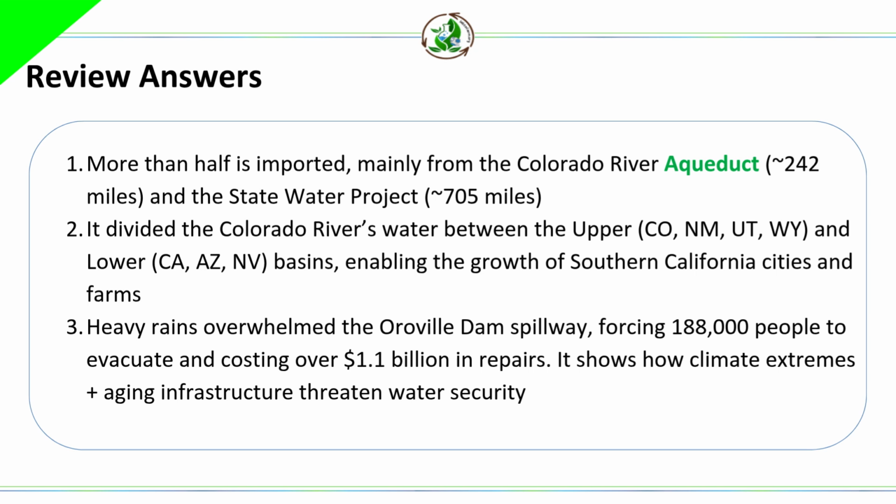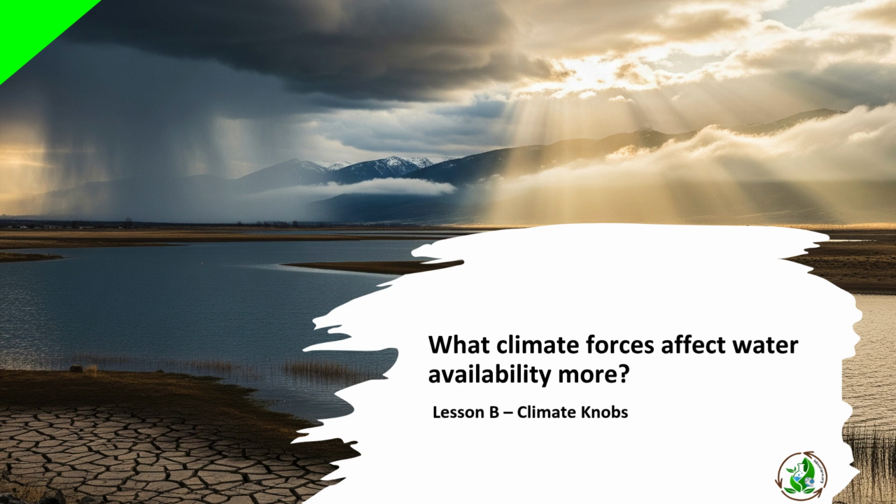3. Heavy rains overwhelmed the Oroville Dam spillway, forcing 188,000 people to evacuate and costing over $1.1 billion in repairs. It shows how climate extremes plus aging infrastructure threaten water security. These answers reinforce the key points about where water comes from, how laws manage it, and why infrastructure and climate matter. Now we move to Lesson B, Climate Knobs.